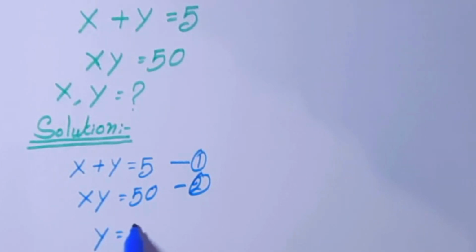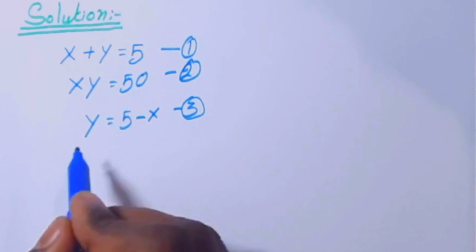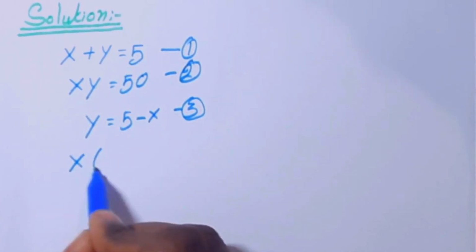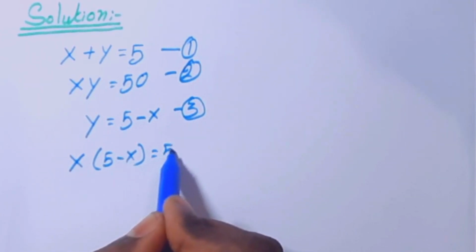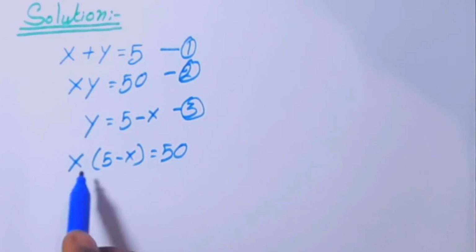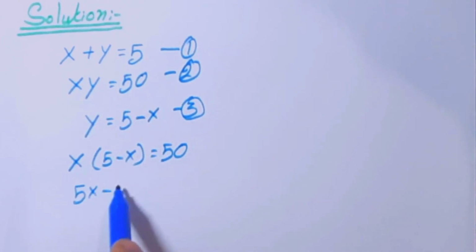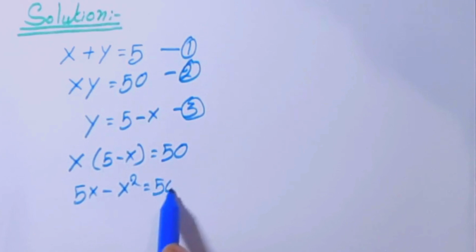y equal to 5 minus x. This is equation 3. We are going to substitute this y value in equation 2, that is x times (5 minus x) equal to 50. Now multiply this: 5x minus x square equal to 50.